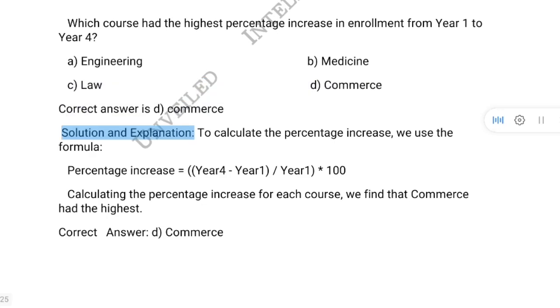Solution and explanation. To calculate the percentage increase, we use the formula. Percentage increase equals year 4 minus year 1, over year 1, times 100. Calculating the percentage increase for each course, we find that commerce had the highest. Correct answer. D. Commerce.